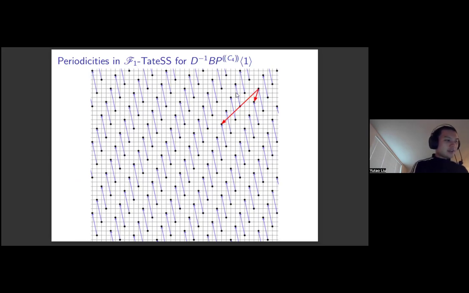This graph is the F1 Tate spectral sequence. As you can see, there are two red arrows. The first one is the period with order 1, 3. The second one is another period with order 8, 8.